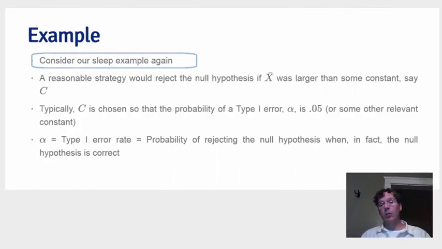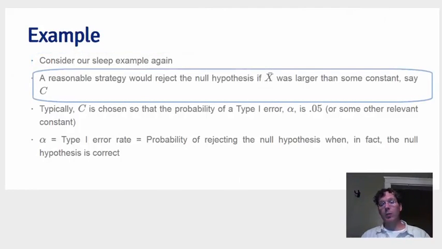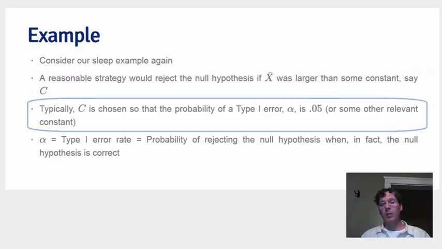Consider our respiratory disturbance index example again. A reasonable strategy would be to reject the null hypothesis if our sample mean respiratory disturbance index was larger than some constant. Let's label that constant C. C will take into account the variability of X bar. Typically, C is chosen so that the probability of a type 1 error rate, this probability we label alpha, is a low number. 5% has emerged as sort of a benchmark in hypothesis testing.